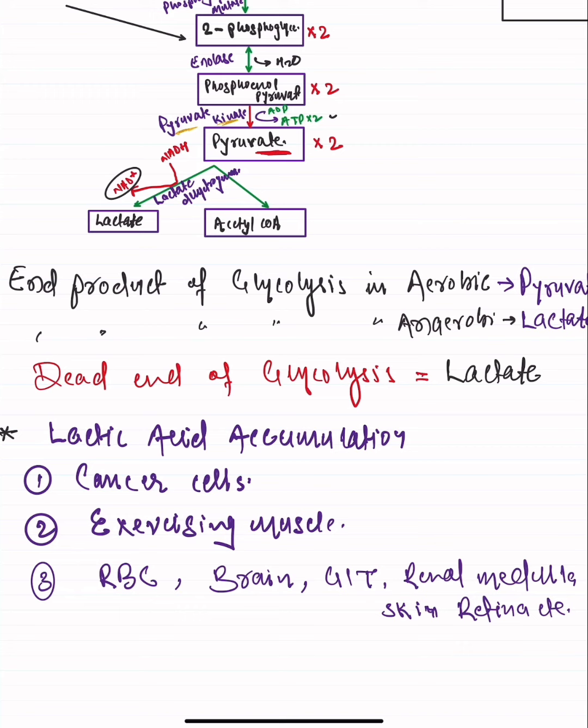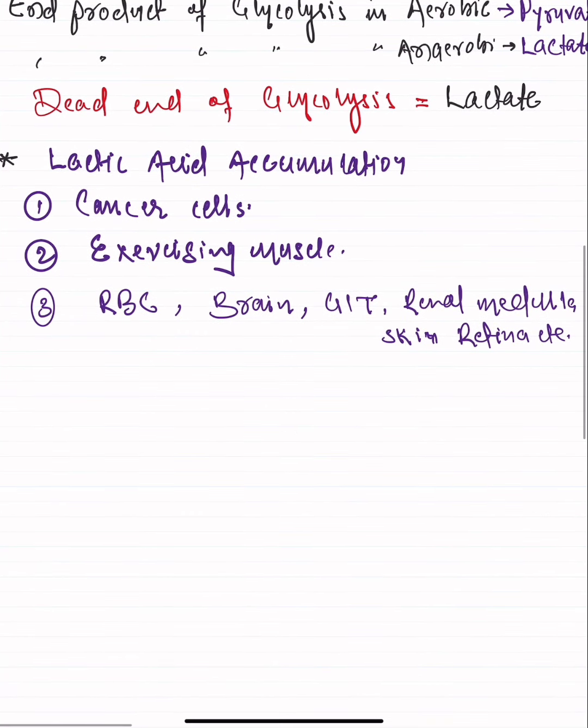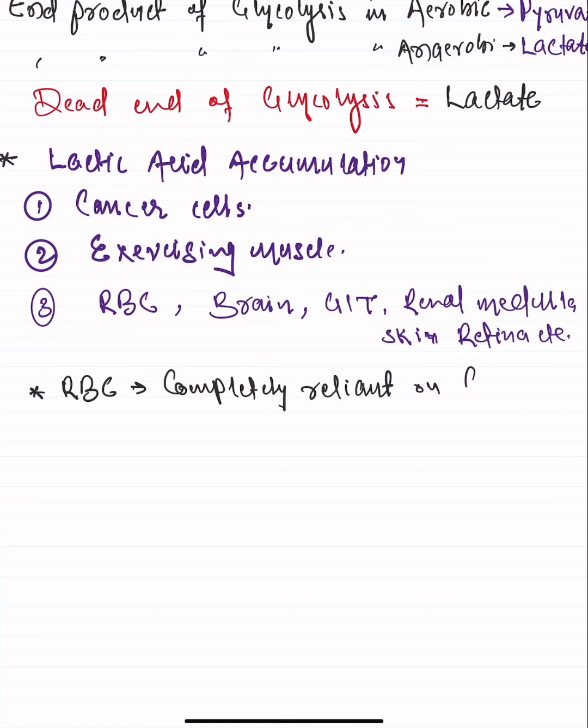Right. One more point, and that is RBC are completely reliant on glucose for their fuel, and the reason is because it lacks mitochondria.